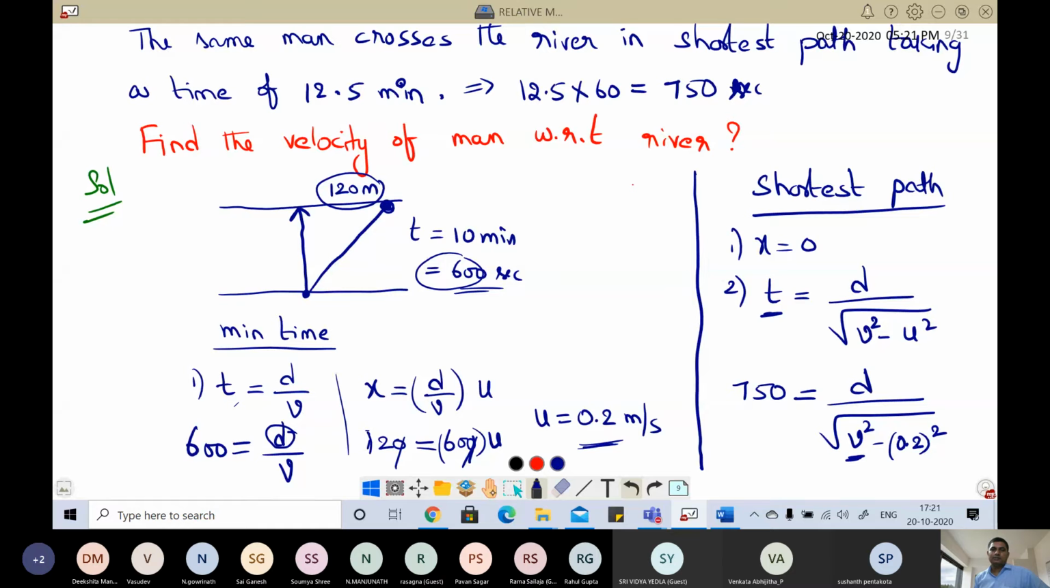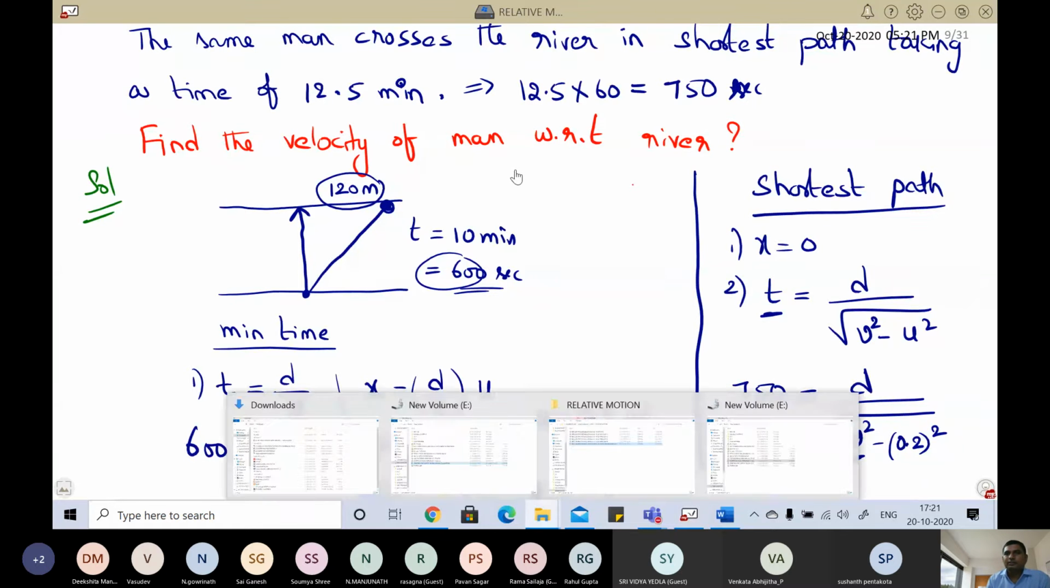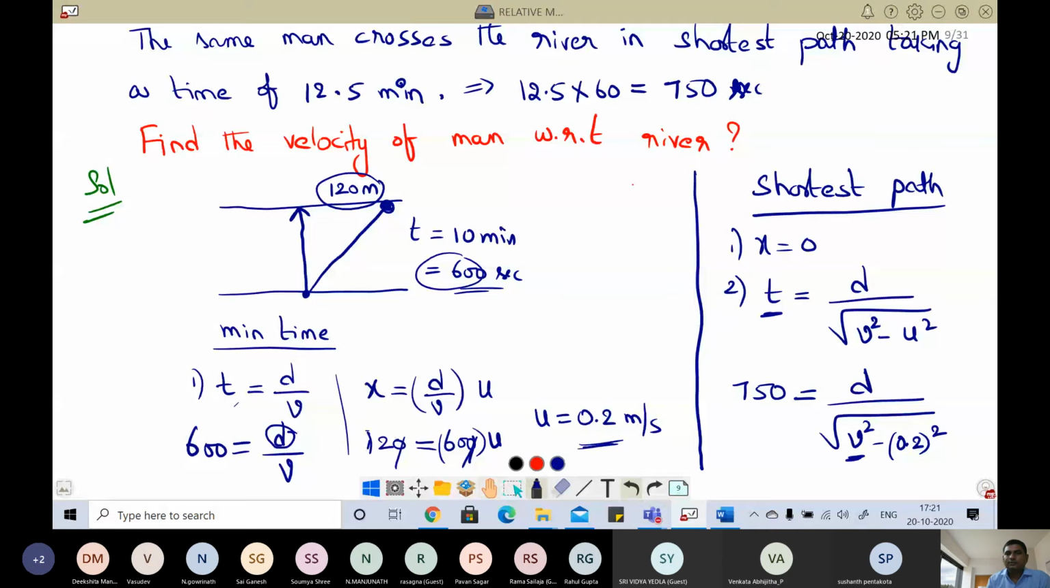Okay, so this page is not moving, so I'll write it here. 750 is equal to d, which I'm writing as 600 into v, correct or not? So 600 into v divided by under root of v square minus 0.04. Now you will get one equation in terms of v. Here you will get it cancelled, and then squaring on both sides.